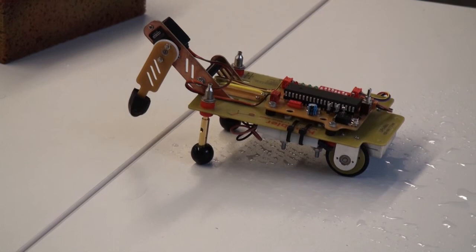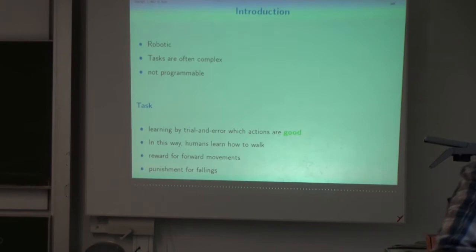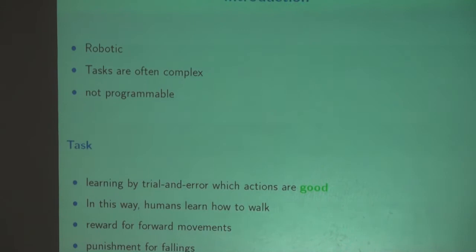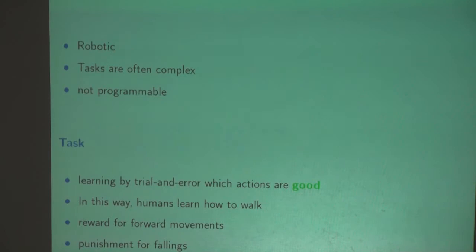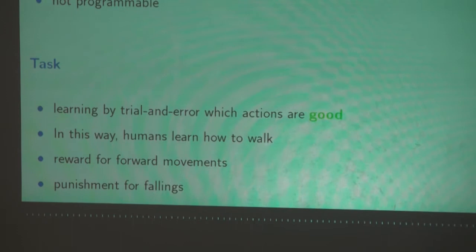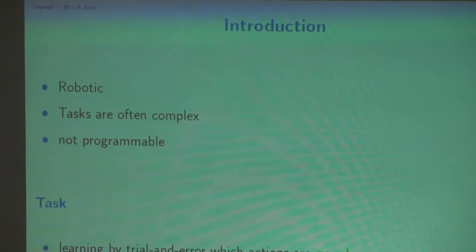Okay, yeah. So let's go back to the slides and let's try to understand what's going on in here. The task is to learn by trial and error which actions are good. This is the way we humans also learn many behaviors like walking. Reinforcement learning is interesting, of course, also in robotics, where we have to solve very complex tasks, which are either hard to program or maybe even impossible to program.